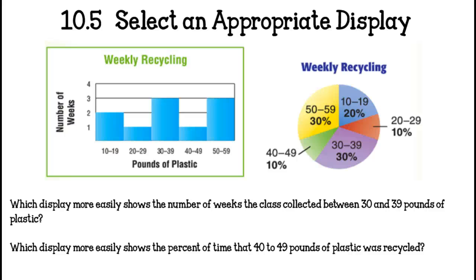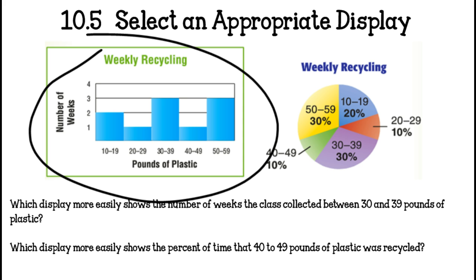Lesson 10.5 is select an appropriate display. As you can see here, they have two different types of graphs for us. They have a histogram and a circle graph. And a lot of people would look at this graph right here and say, Ms. Cuckman, that is not a histogram, that is a bar graph.